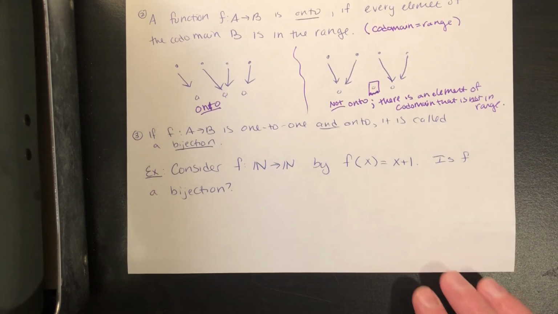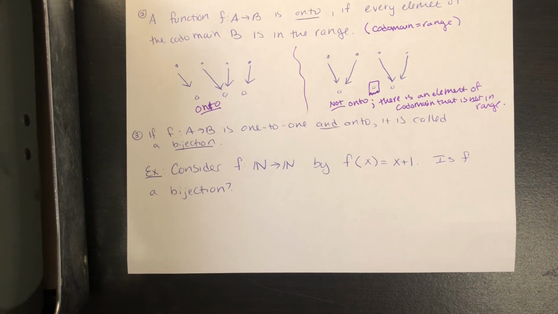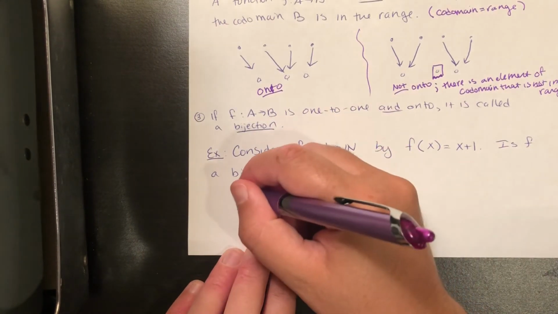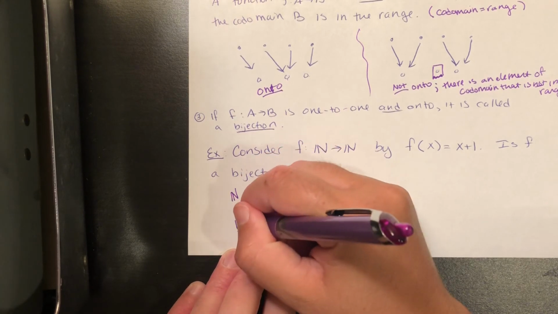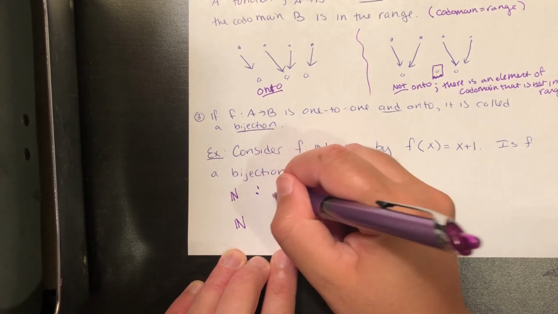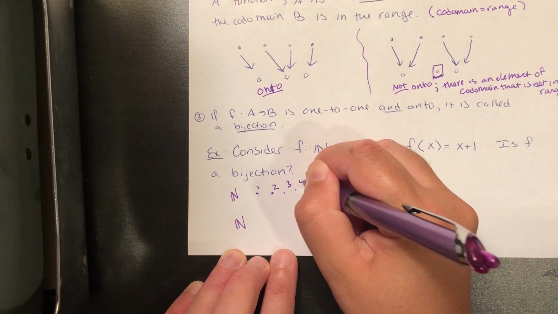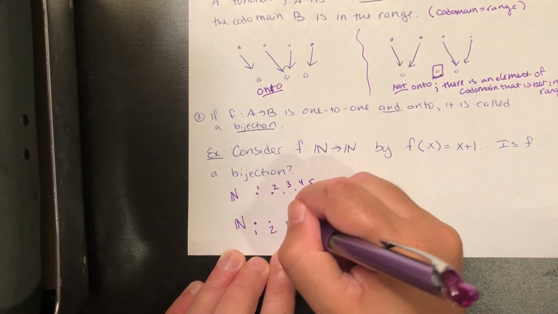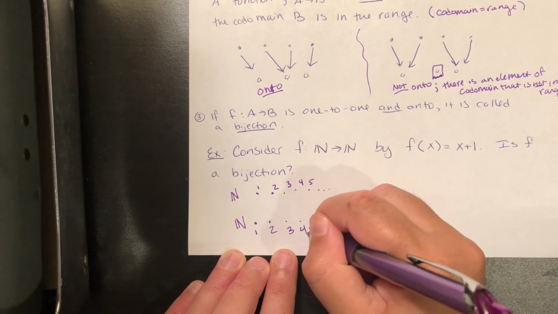So just to give you one more example, let's say we define a function from the natural numbers to the natural numbers by f of x is equal to x plus 1. Is this function a bijection? Well, let's try to draw a picture first of all, a diagram. So here's my domain, 1, 2, 3, 4. Here's my codomain. Same set for the domain and the codomain, that's allowed.